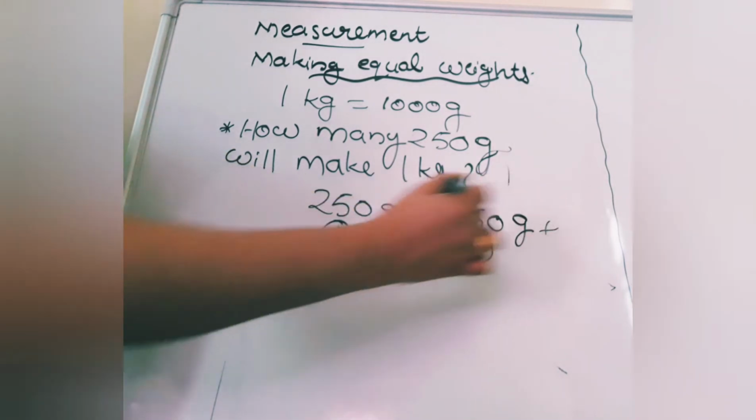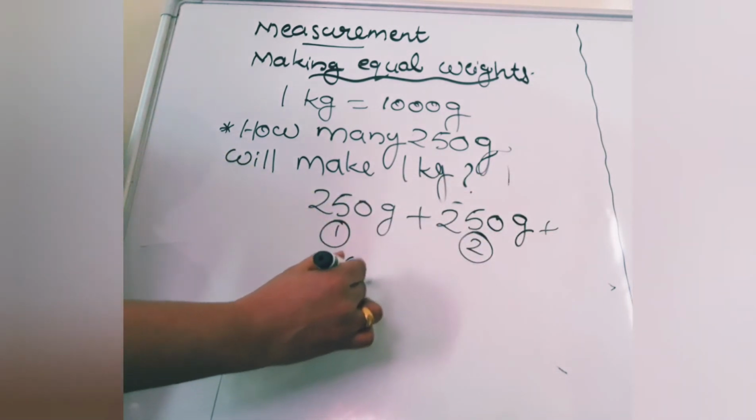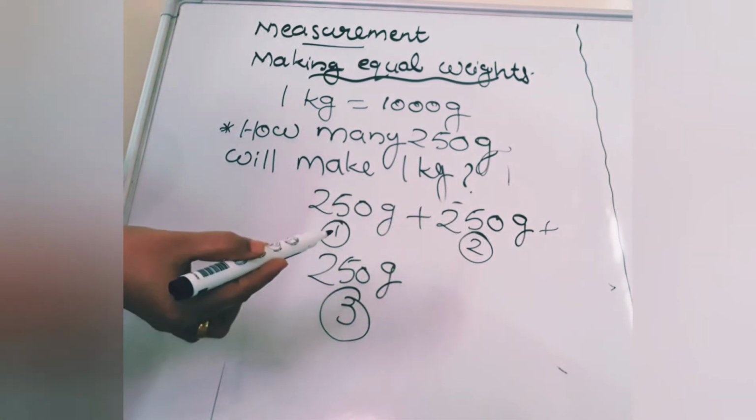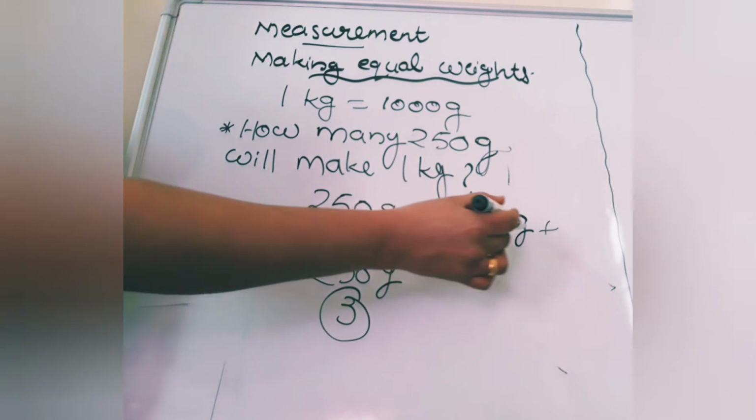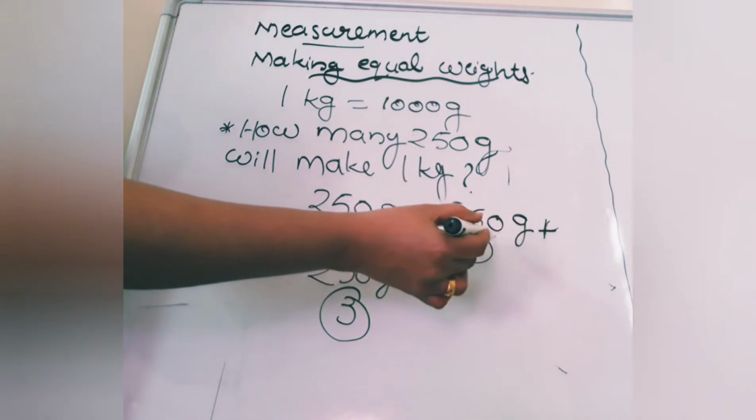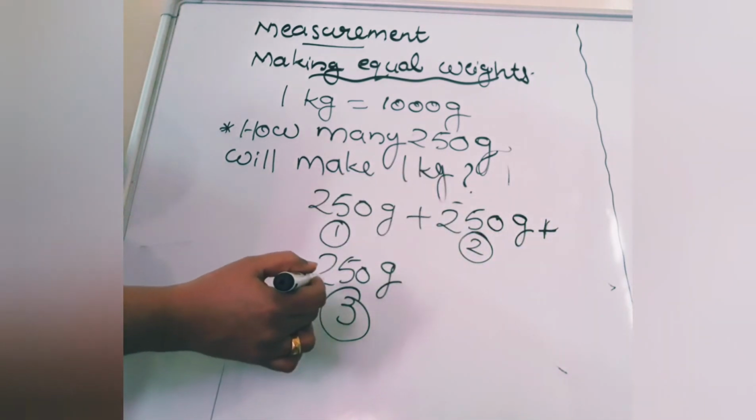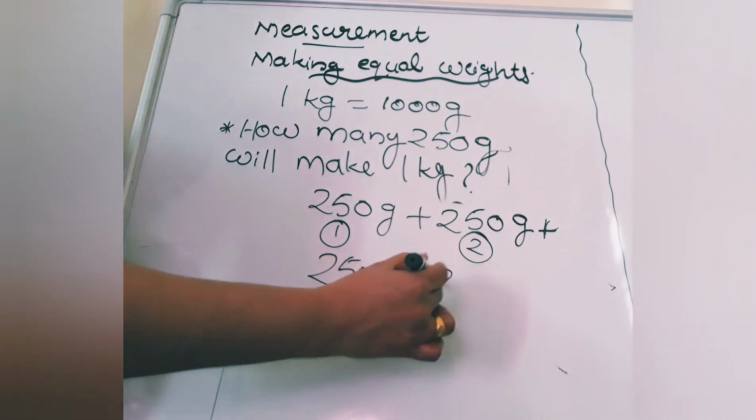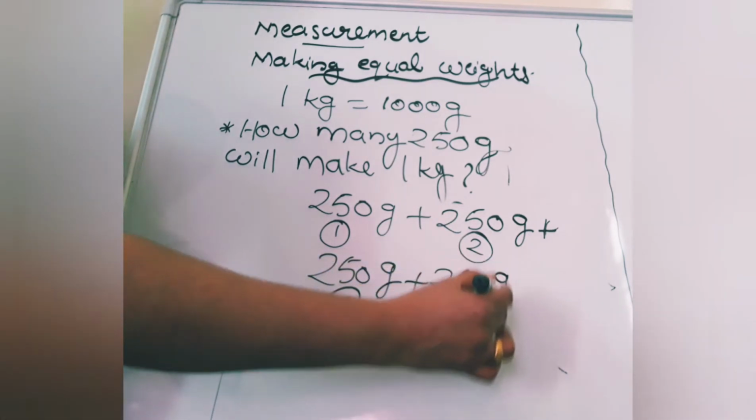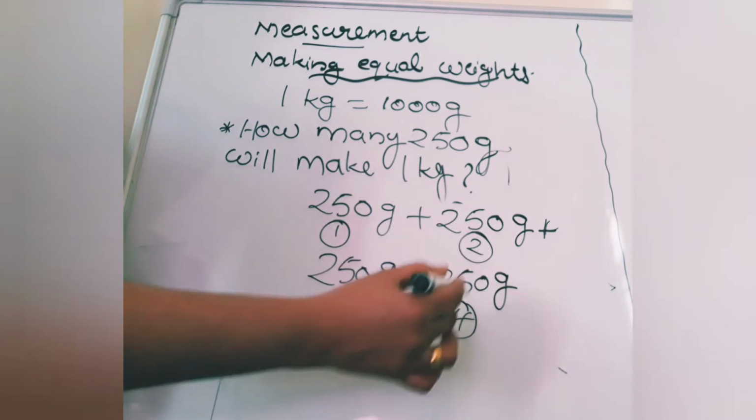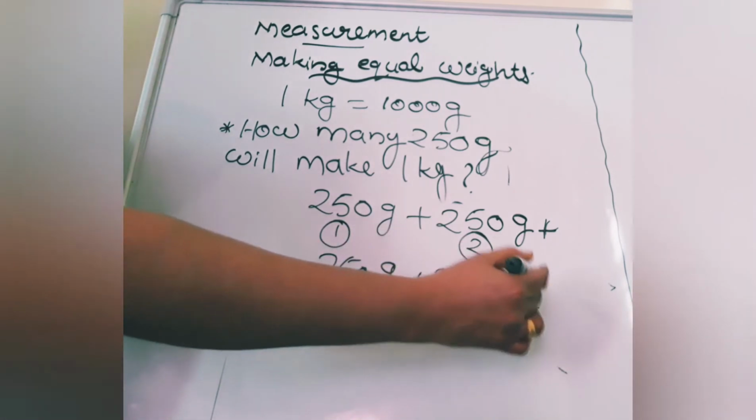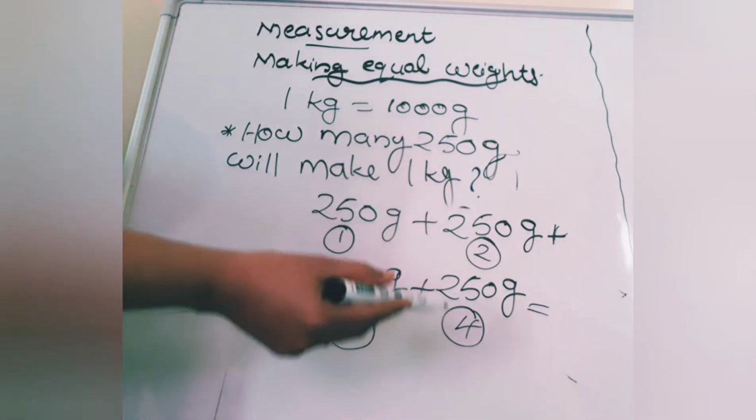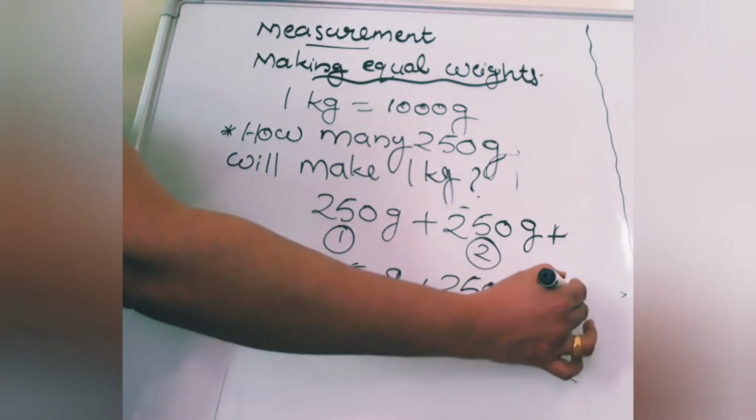Then 3 times. So that time you have to add also 250 plus 250, what? 500 gram. Only 500 we got, no? Now from that 500 plus 250, what? 750 gram. 750 gram only we got. So one more time when we take, 4 times. So 4 times 250 gram is equal to 1000 gram.